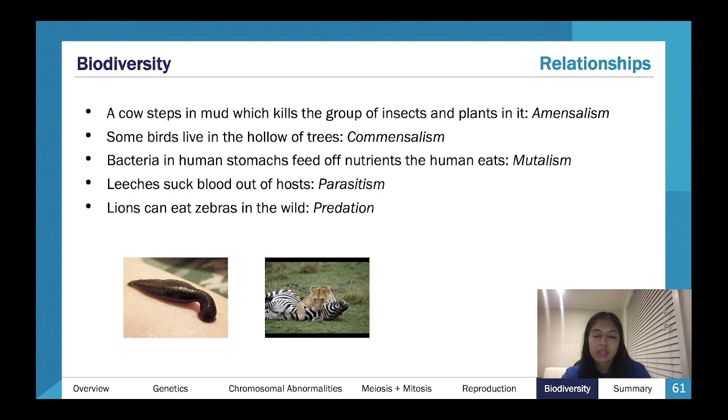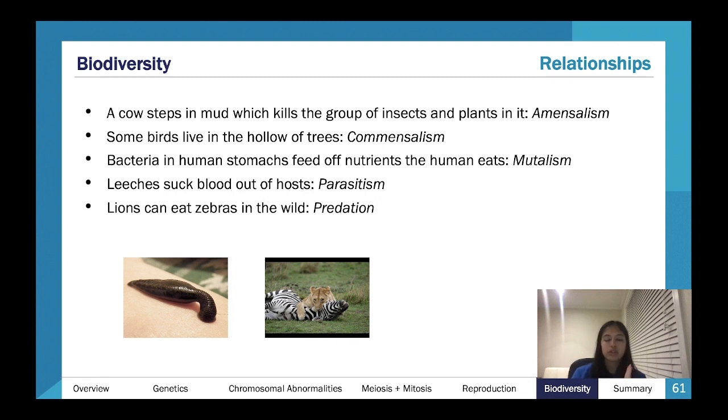Okay, so looking at relationships, you've got relationships between different organisms. So this idea of your amensalism, your mutualism, etc. So some examples of this. A cow steps in mud, which kills a group of insects and plants in it. So amensalism is this idea of when you've got one group that is ultimately being harmed, and then the other doesn't really have an effect.